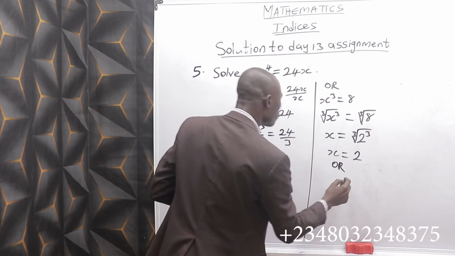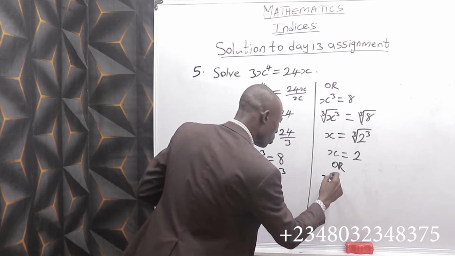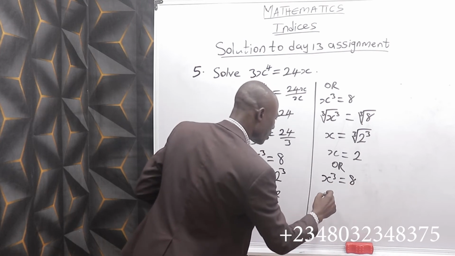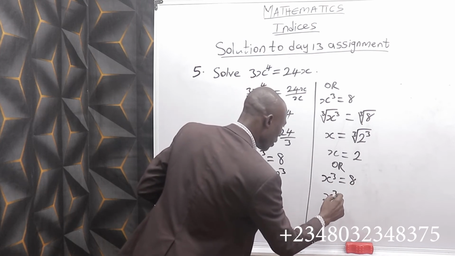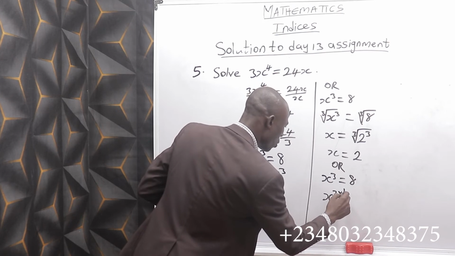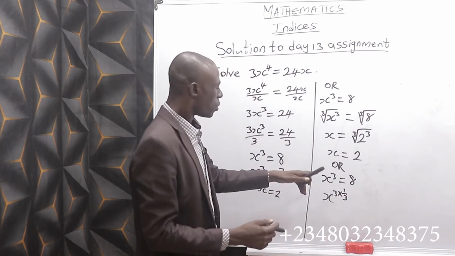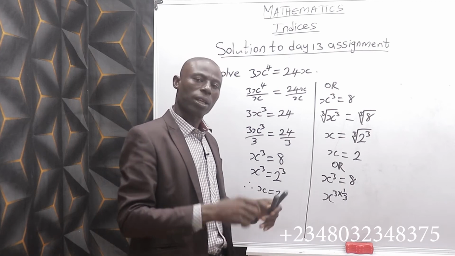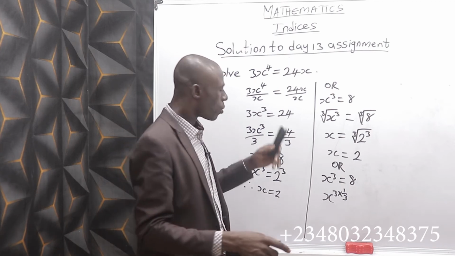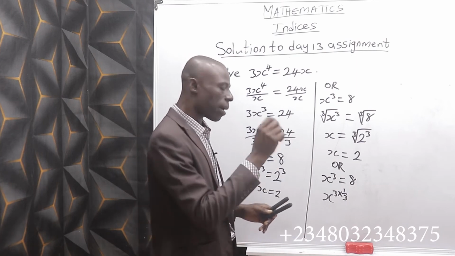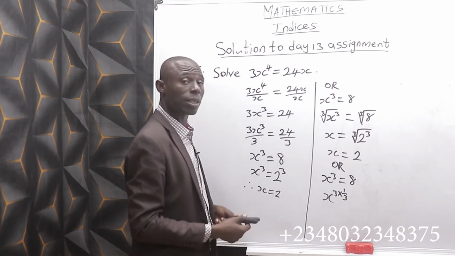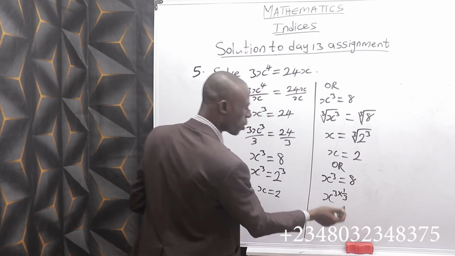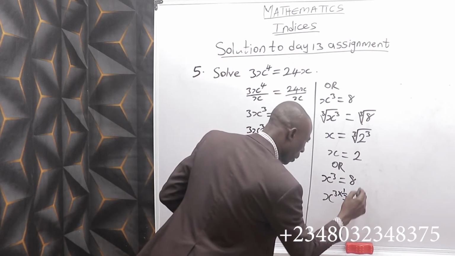Or you can say x raised to the power 3 equals 8. Then x raised to the power 3 times 1 over 3. The power of the unknown here is 3. The reciprocal of 3 is 1 over 3. If you use that 1 over 3 to multiply the powers on both sides, you get the same thing.